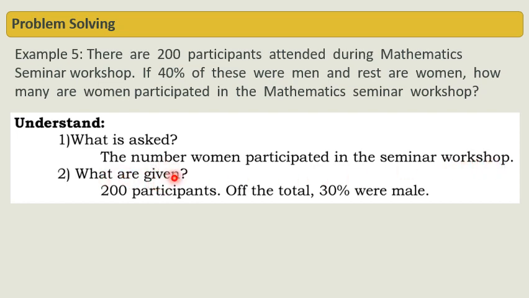Ang given, ito yung mga numbers na nandyan. 200 participants of the total, o mali ito. So, ito dapat ay 40%. So, ito yung makikita natin doon sa problem. So, 40% were male. Okay, so careful tayo sa paglalagay ng given natin. So, 40% were male out of 200 participants.